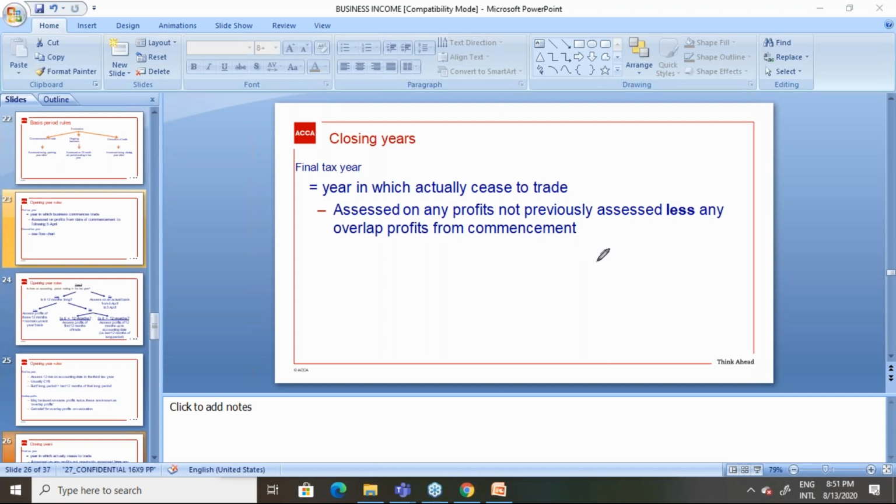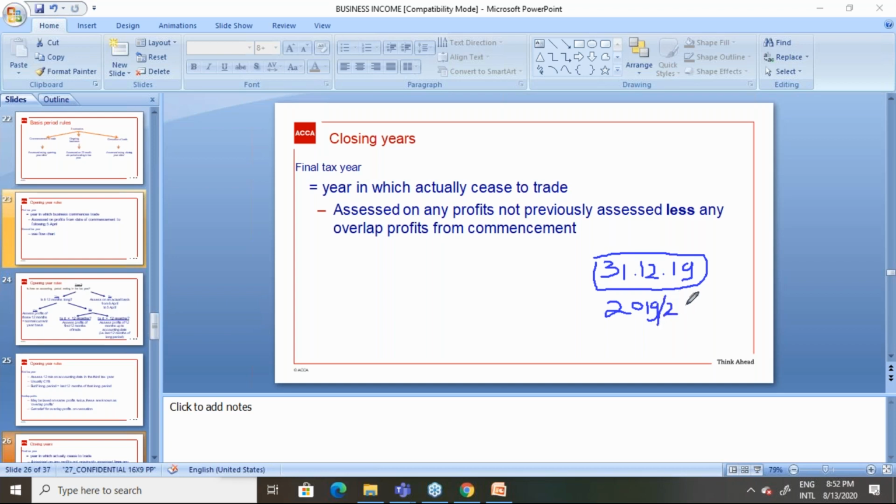How do you identify your last tax year? For that, you need to look at the date of cessation. Date of cessation is the date where you have ceased trading. Assume you have ceased or wound up the business on 31st December 2019.